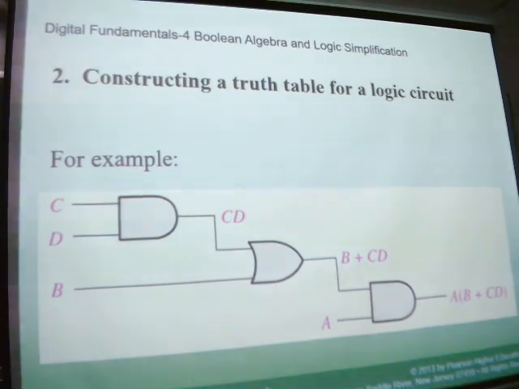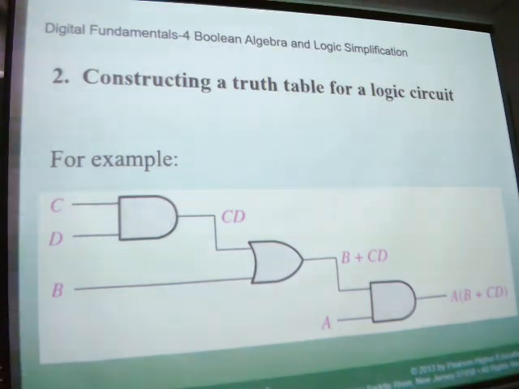The second method is constructing a truth table for a logical circuit. If we know the logic expression of a circuit, we can construct the truth table of this circuit.